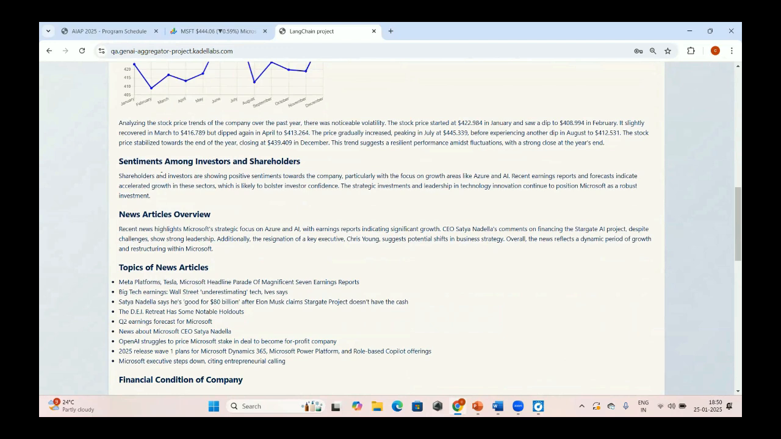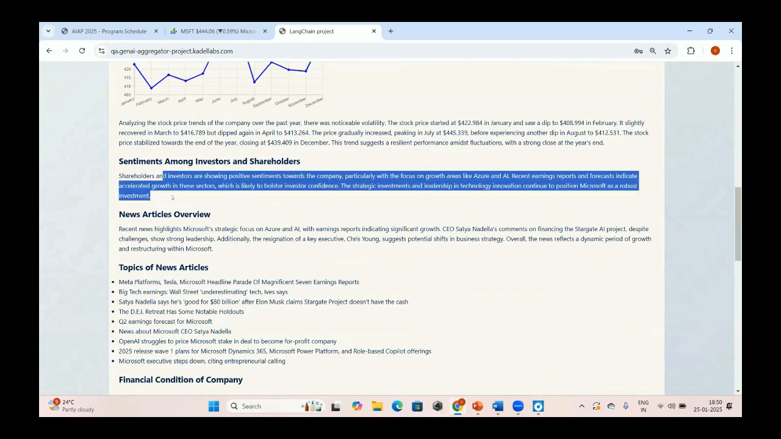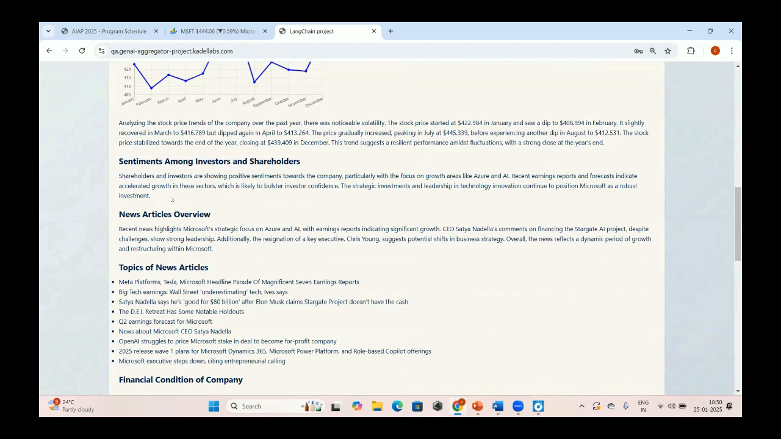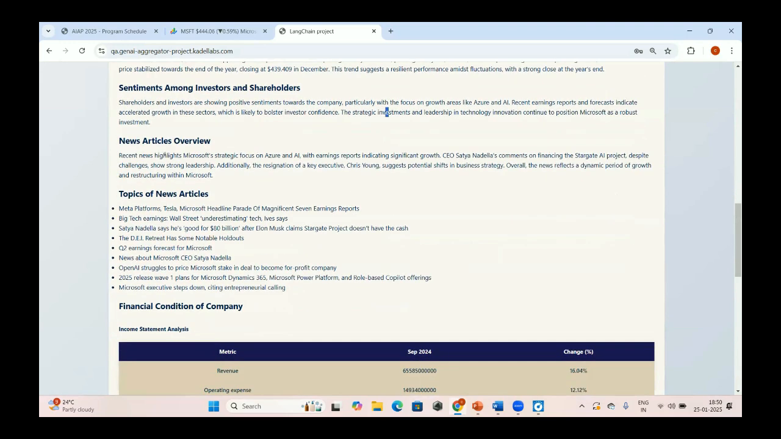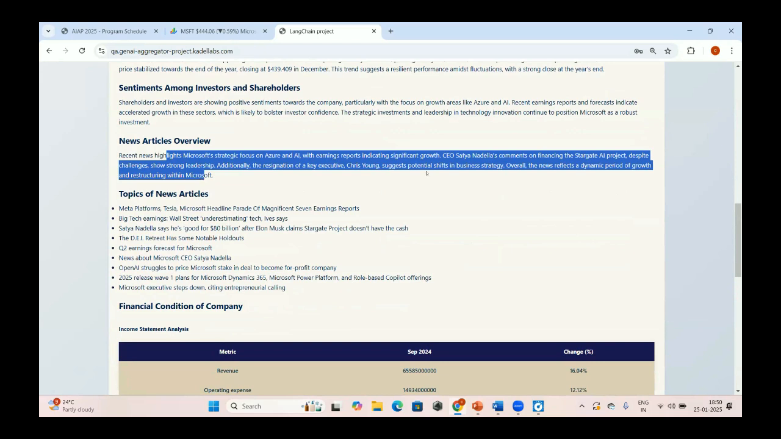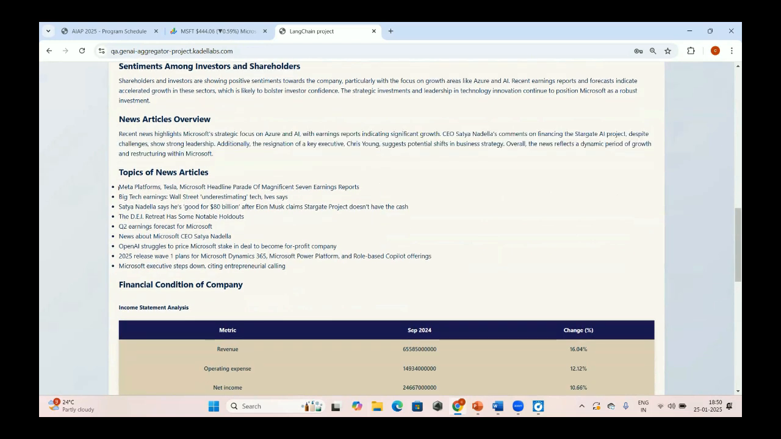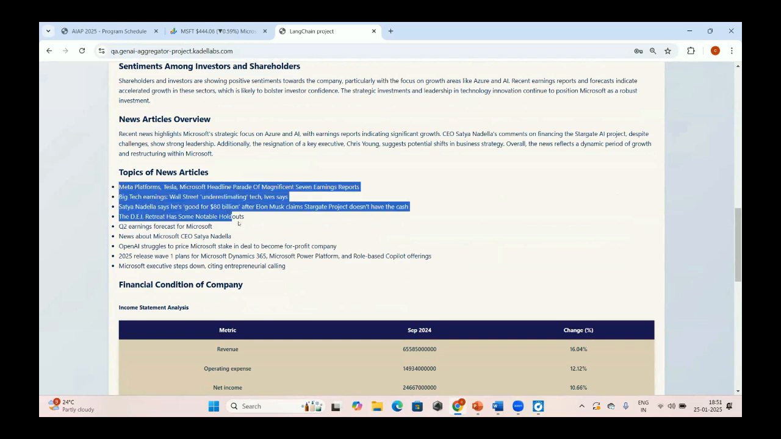Then it summarizes the sentiments that are ongoing among investors and shareholders. This is based on the news article data that we see specifically on Google Finance, but there are other areas from which we can pull this information. So all looks good here. There is a focus towards areas like Azure and AI, which we already know about. This is a quick overview of the kind of news articles that are going around. So let's say CEO Satya Nadella comments on financing the strategic AI projects despite challenges, etc. And then these are the news articles, if someone is interested in looking at them, and this is where we can go.